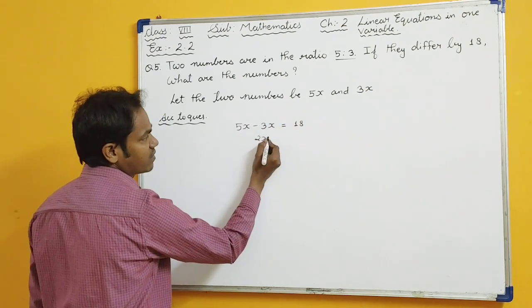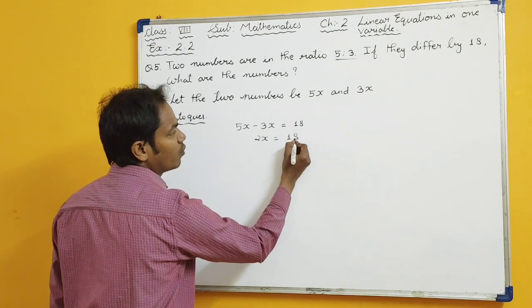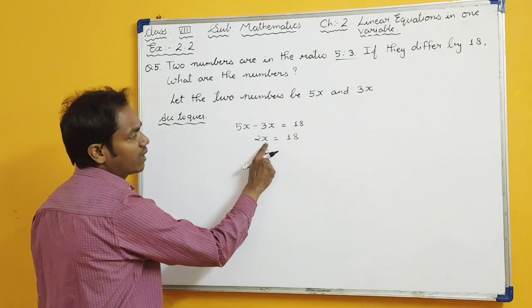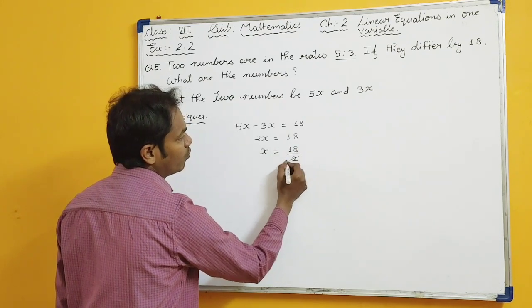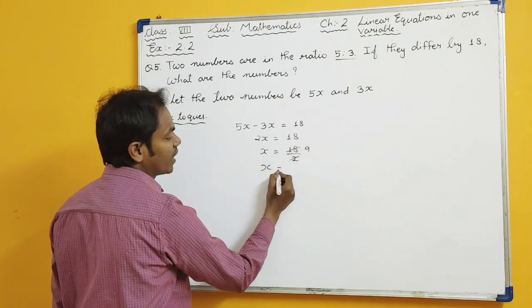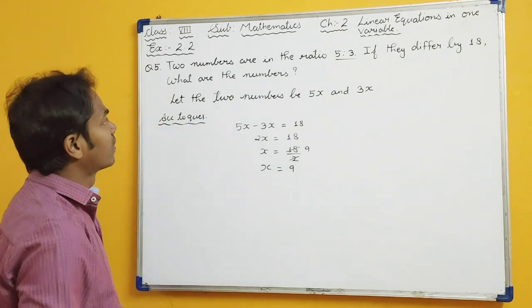5x minus 3x is 2x. 2x equal to 18. 2 multiplied by x, so 2 will go to division position. 18/2, 2 9s are 18. So your x is equal to 9.